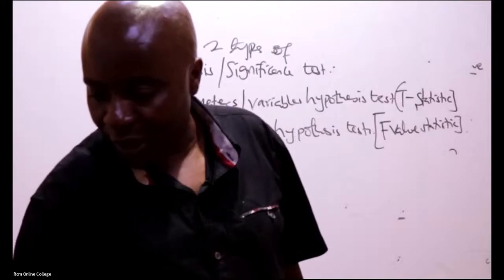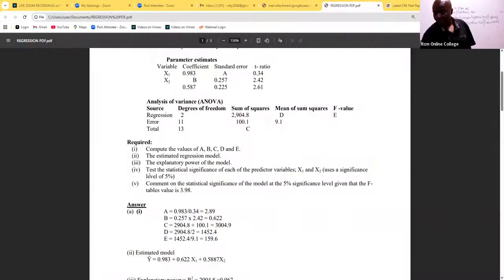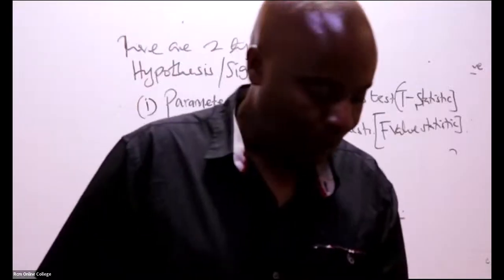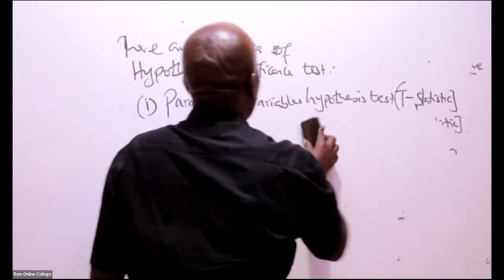For this number three, what hypothesis do they want me to do? If you look at number four, they want me to test the significance of each predictor variable. So they want me to carry out variable significance tests, and the level of significance given is 5%. So we start with Roman 4. Very easy, ladies and gentlemen.